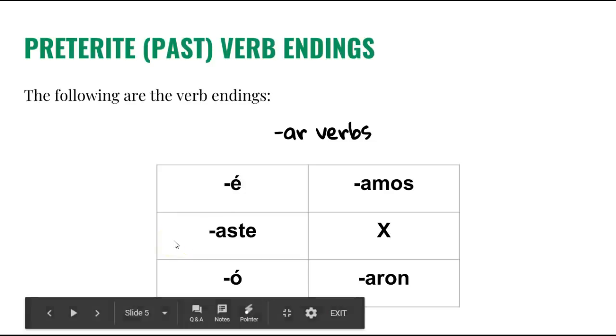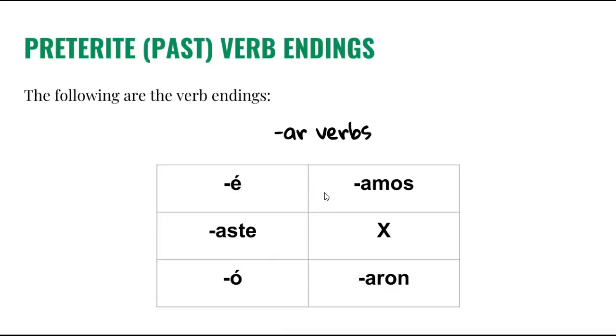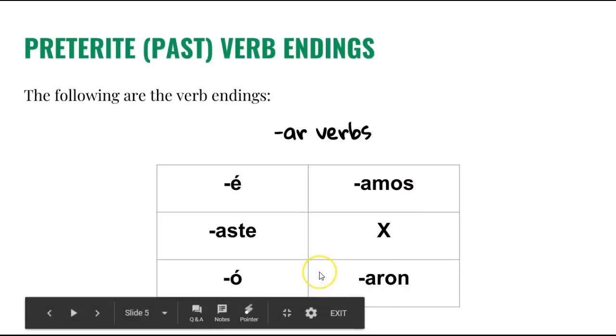Para tú, we have aste. For él, ella, y usted, you're going to have ó, and the ó has an accent on it. Again, please include that. For nosotros, we have amos. And for ellos, ellas, y ustedes, we have aron.